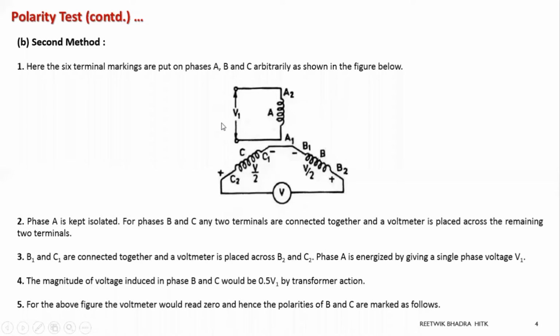So you have to give a supply to A. So phase A is energized by giving a supply voltage V1. So what will happen to the voltage over here? The voltage over here will be V1 cos 120. Over here it will be V1 cos 240. If you take the magnitude, I'm taking the magnitude without the signs, cos 120 is 0.5 and cos 240 is also 0.5. So over here there will be 0.5 V1. Over here also there will be 0.5 V1.